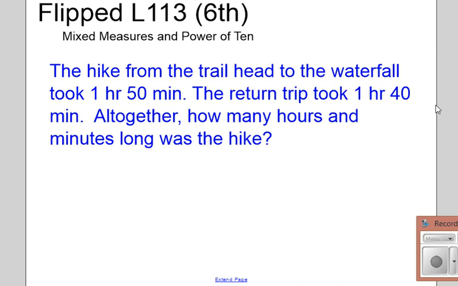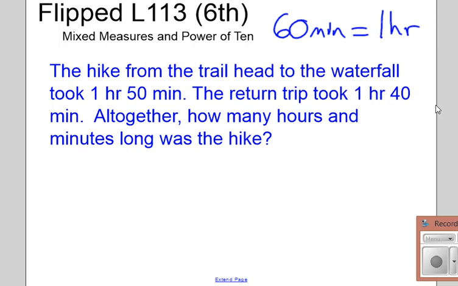Mixed measures is really all about understanding converting units when you start to get numbers that are exceeding the limit of what can fit in our conversions. Oh man, what a big sentence that is. Let's talk about what I mean here, right? We know that if I have 60 minutes, it's equal to 1 hour.